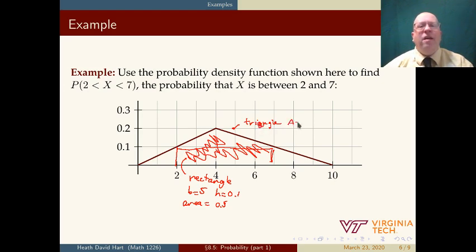The area is also 1/2 base times height. The base is also 5, and the height is 0.1. And so the area is 0.25. And if we combine these, the total area is 0.75, which means there's a 75% probability that x is between 2 and 7.